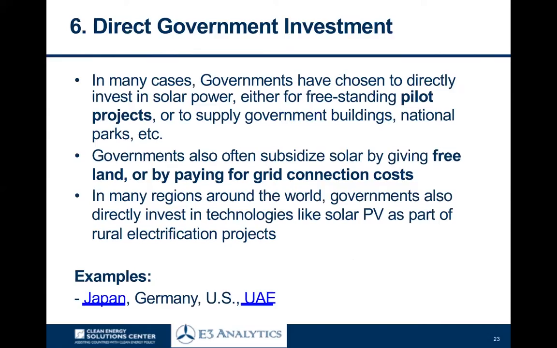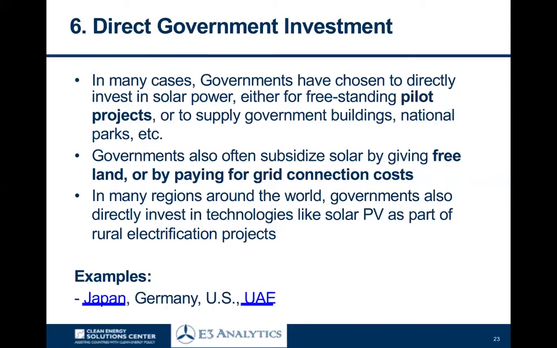Moving on to number 6, direct government investment. In many cases, governments choose to directly invest in solar power, either freestanding pilot projects or to supply government buildings, national parks, and other public facilities. This remains a form of subsidy that governments continue to use by investing public dollars directly in solar.